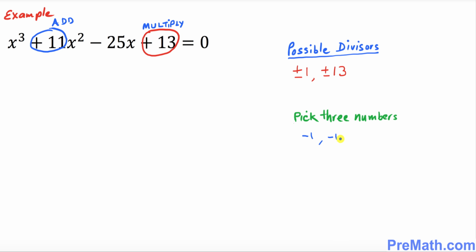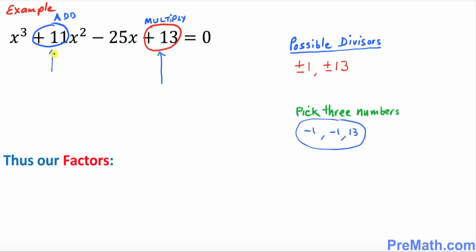So those numbers are gonna be pretty simple, isn't it? -1, -1, and 13. Now I want you to go ahead and multiply these things. Obviously it's going to give you positive 13, and if you add them, that is going to give you positive 11. Thus our factors for this given cubic equation turn out to be, you just put down parentheses, and then x minus 1, the next one is x minus 1 again, and the next one, this is positive 13, so x plus 13. So these are your factors.